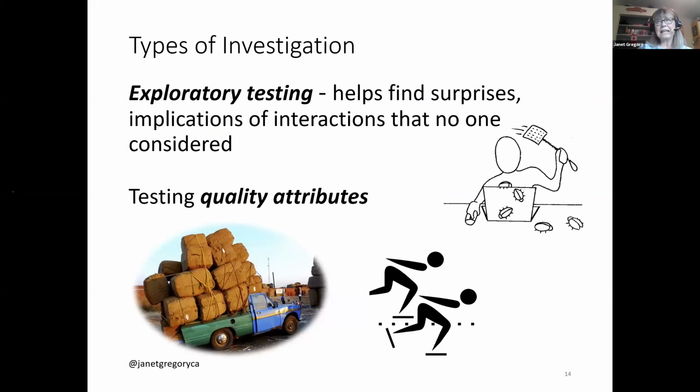When we talk about investigation, right, that's where we talk about exploratory testing. We want to think about what didn't we think about? What couldn't we automate? What are the surprises? What are the interactions that we hadn't considered before? Those quality attributes, things like load, right? How much can we pile on before it breaks? Stress, right? How fast can we go? There's lots of different kinds of things like security, recoverability as well.